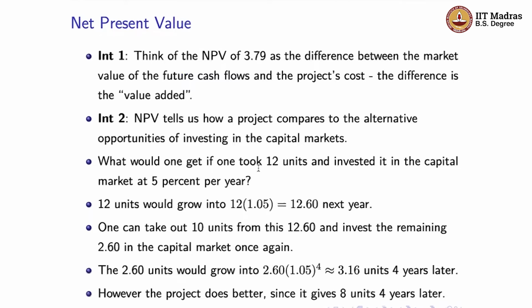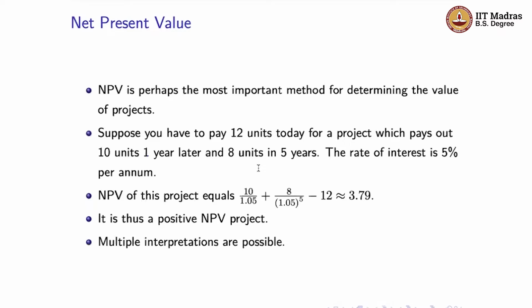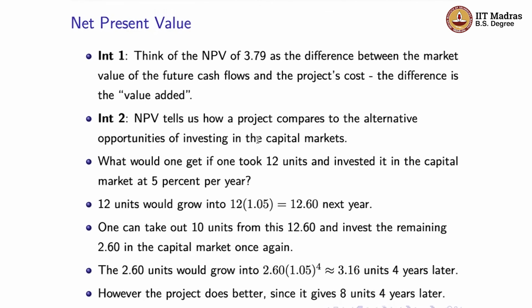So one interpretation is you can think of 3.79 as the difference between the market value of the future cash flows and the project's cost, right? So what this means is that this difference, which is the NPV, is nothing but the value added. Since the value added is positive, it makes sense to take up this project. If on the other hand, the value added was negative, which would have been the case, for instance, if this upfront cost was, let's say, 20, then it would not have made sense to take up the project, right?